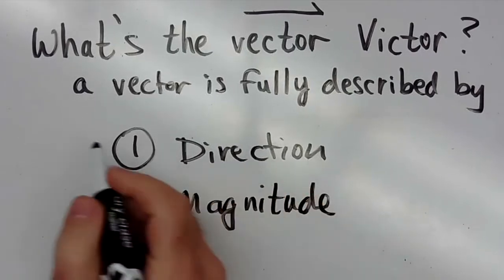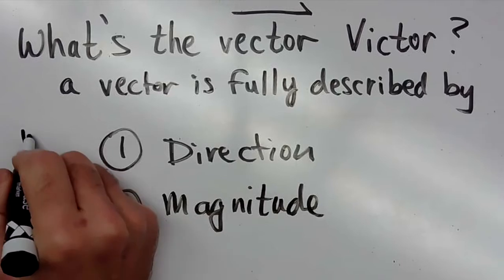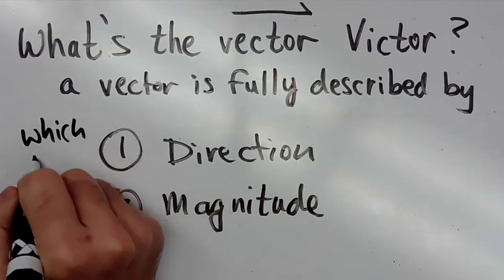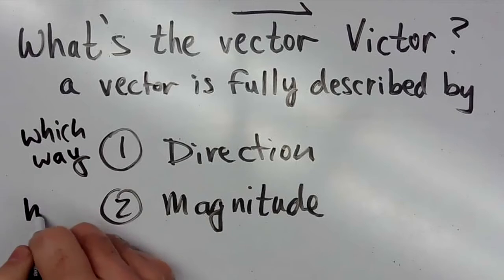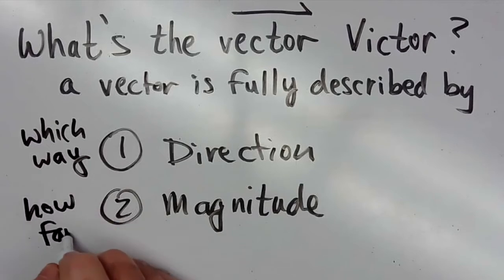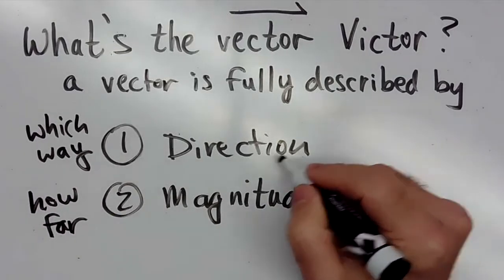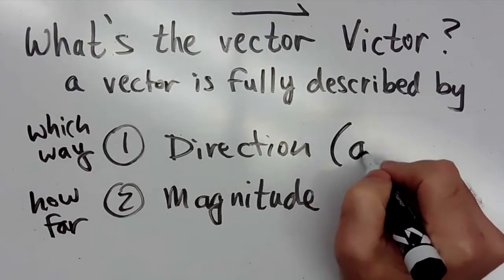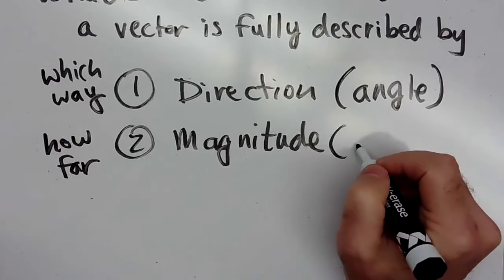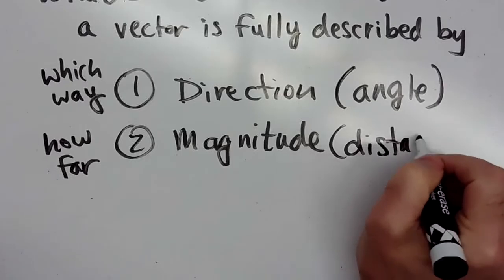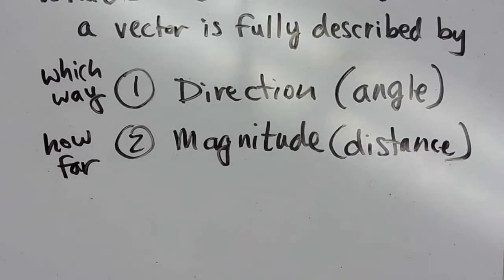All right, so direction is the question, which way? And the magnitude is the question, how far? In geometry, we mostly talk about direction in terms of angle. And we talk about magnitude in terms of distance between points. Okay, how far?